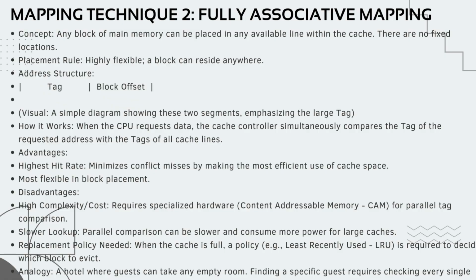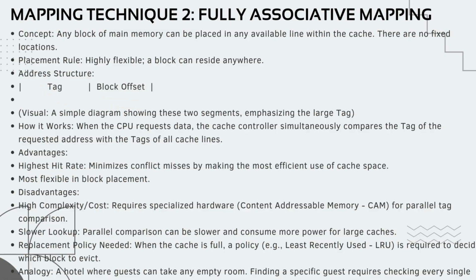Moving to the other end of the spectrum, we have fully associative mapping. This technique offers the most flexibility but at a higher cost. The core concept is that any block of main memory can be placed in any available line within the cache. There is no fixed location; it's completely flexible.